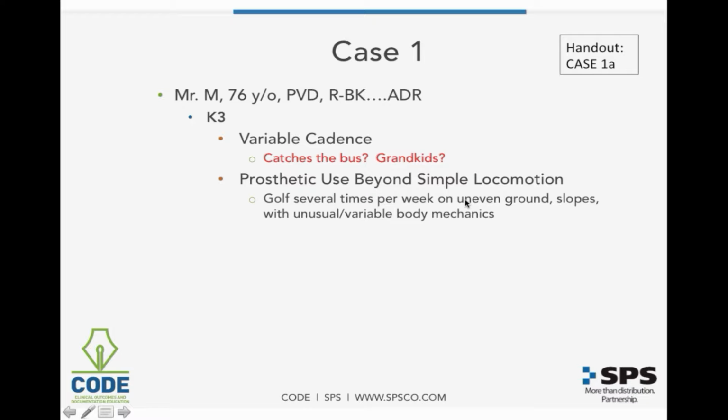As far as prosthetic use beyond simple locomotion, that was addressed in the notes, as they described that the person needed to golf several times a week, and that would cause them to be on uneven ground, etc., and use different body mechanics than just walking or ADLs. So that makes perfect sense. And I've heard talk out there that says, well, we don't want to put hobbies and that kind of stuff, but you do, because golf or something like that is a way for them to get involved in the community and maintain their health and that kind of thing. So that's a legitimate thing to put as an activity that the prosthesis will help with.